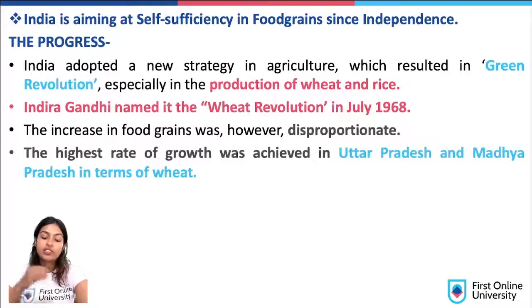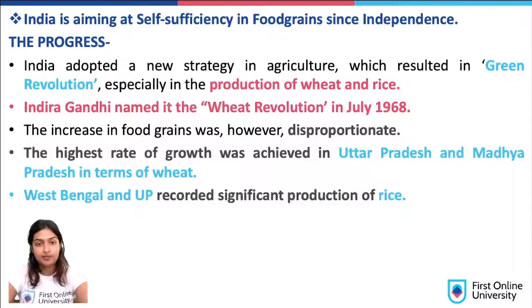But whatever the positive outcome was back then, it was very disproportionate, which means very few places like Punjab, Haryana, Uttar Pradesh fared well, and other places in South India did not fare well. So that ultimately led to some kind of inequality.